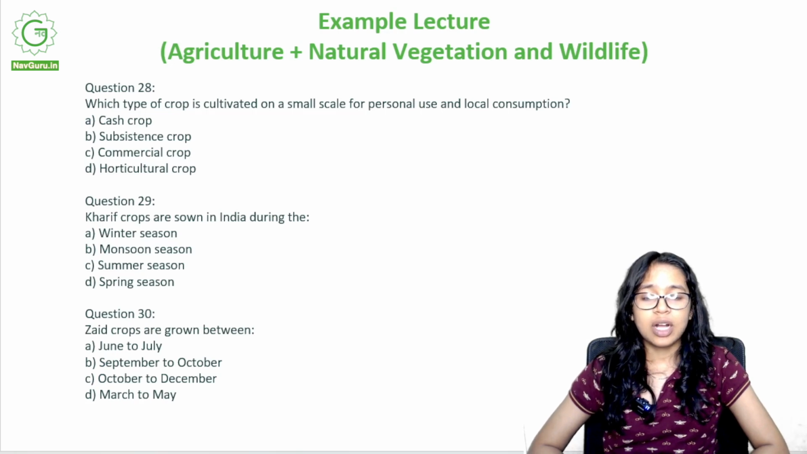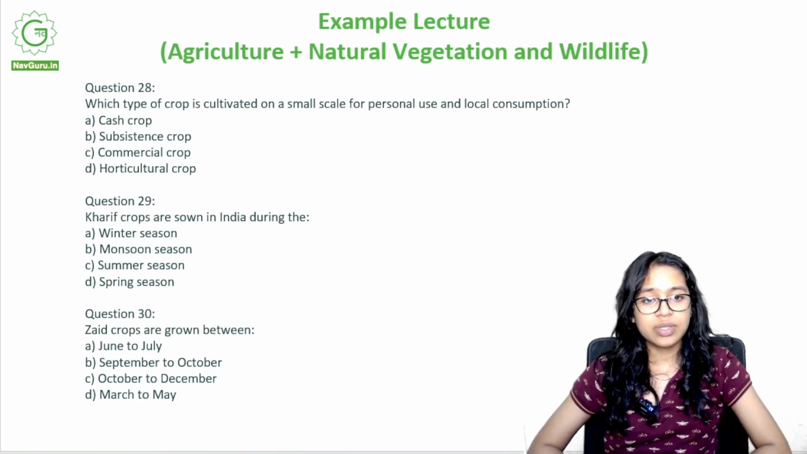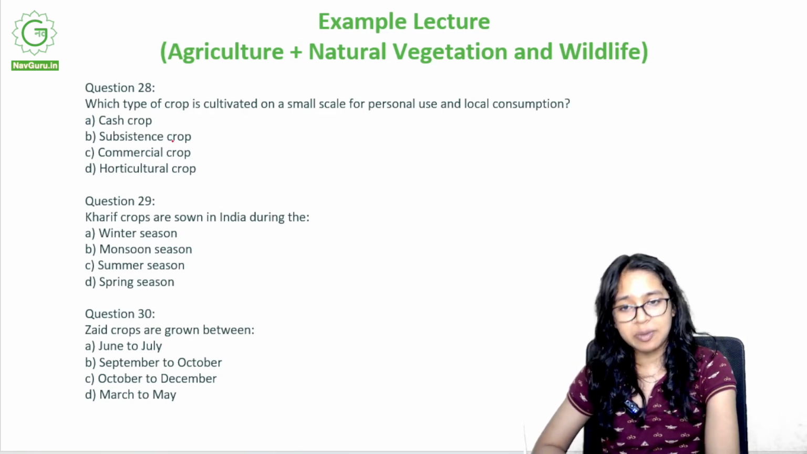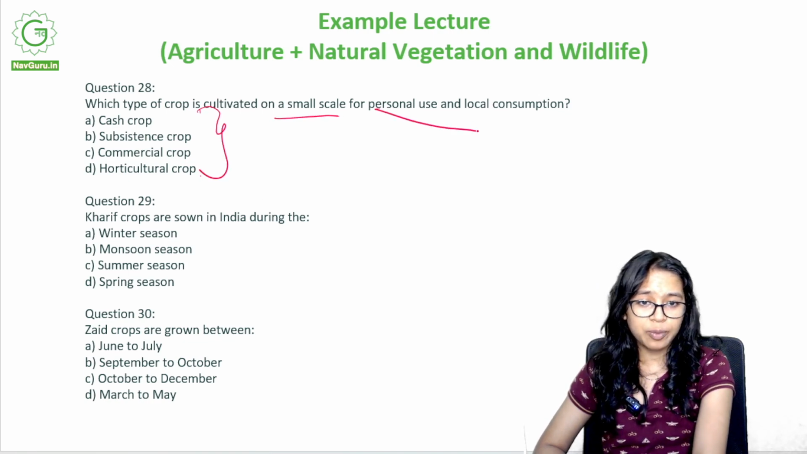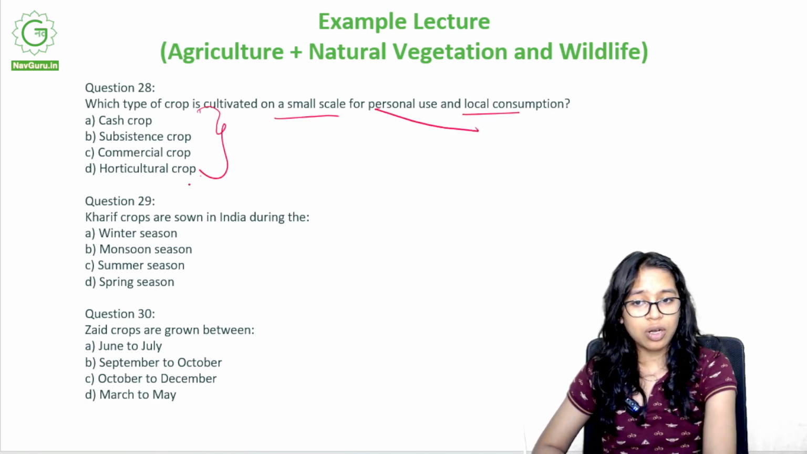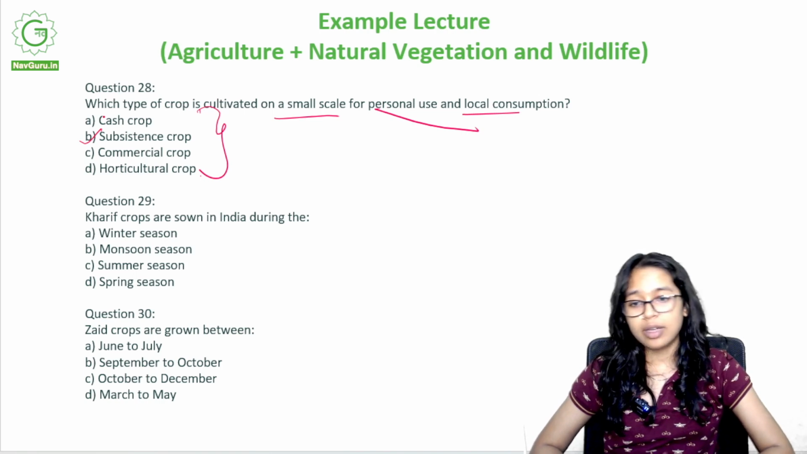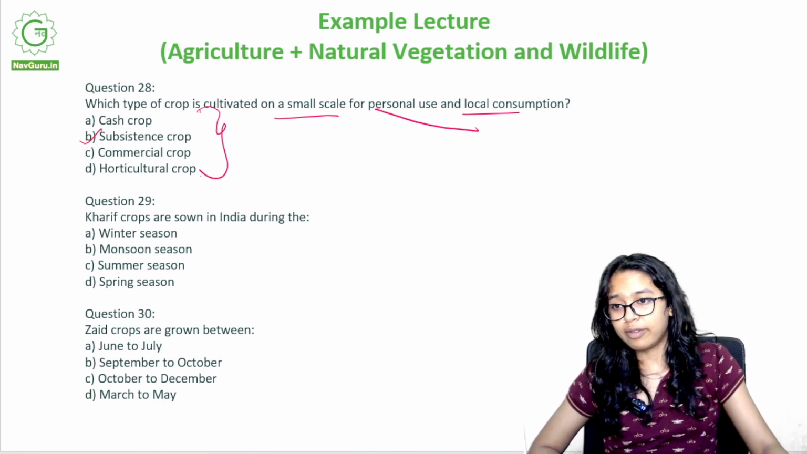Which type of crop is cultivated on a small scale for personal use and local consumption? So question number 28 asks us, is it cash crop or subsistence crop or commercial crop or horticulture crop? Which of these crops is used on a small scale for personal or local consumption? It's B, subsistence crop. Kharif crops are sown in India during, okay, you know what, let's go back and revise this part.